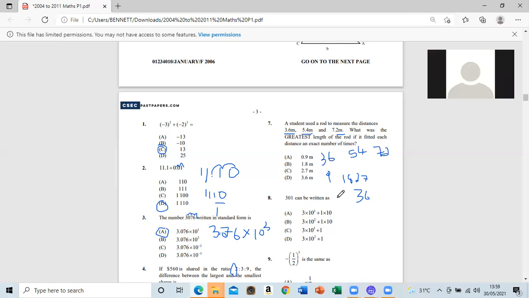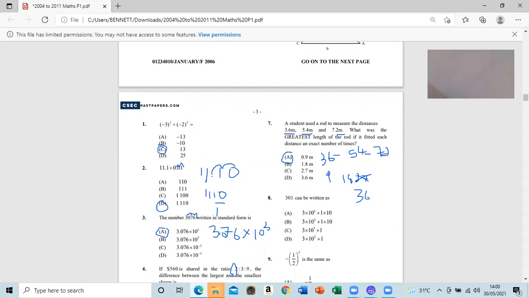Sir, can I guess? Come on, go ahead. Sir, C, 2.7. That couldn't be more wrong. Remember, 27 can go into 36, so we can eliminate that. Sir, A, 0.9. Correct. 9 can go into all of them without a remainder. Yes, sir. So that's A.